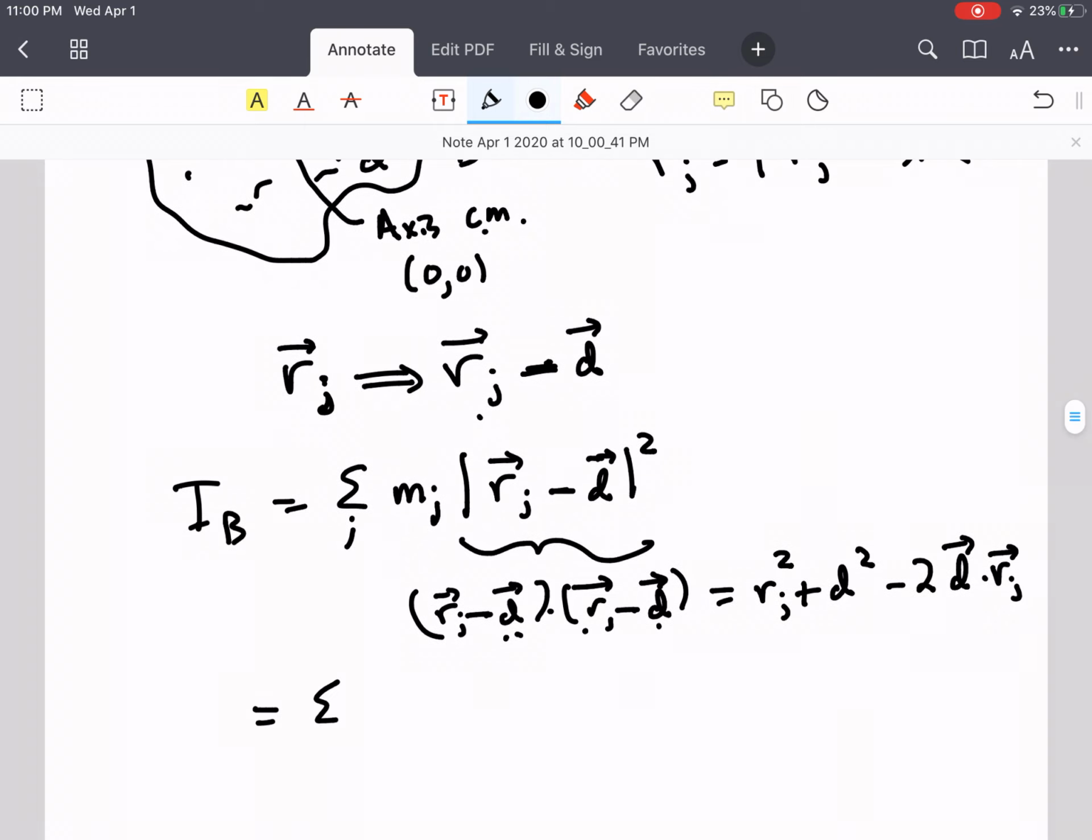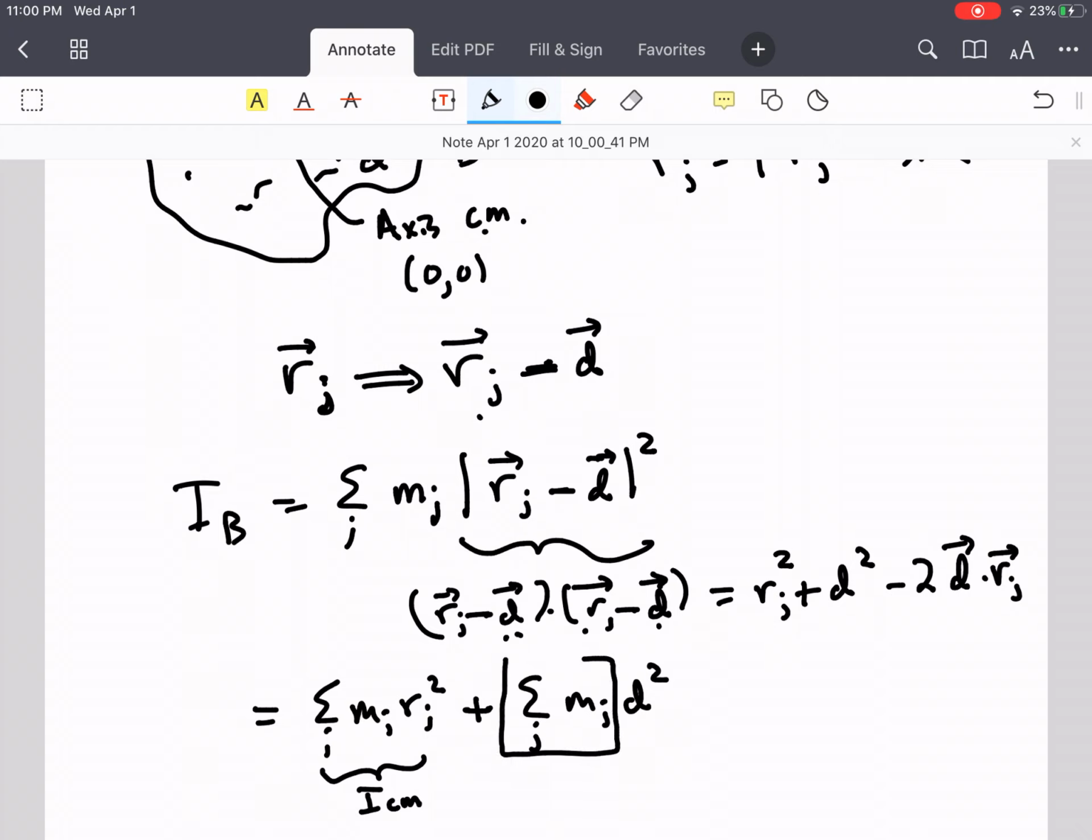I have a sum over j of mj times rj squared. Aha, that's just my original moment of inertia. Plus sum over j of mj times d squared. But aha, d squared is just a constant. So the sum over mj is just the total mass m. All right, and so it seems like I'm going to need this last term to go away. And let's go ahead and see how that happens. So I have minus 2 times the sum over sites, j, of mj d dot rj.